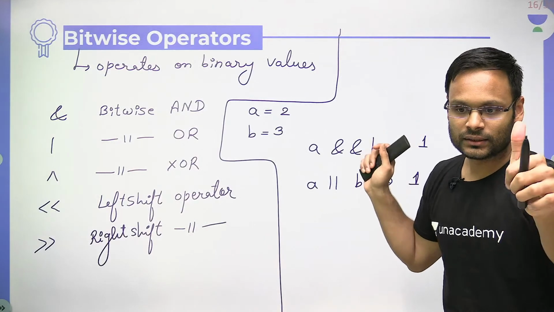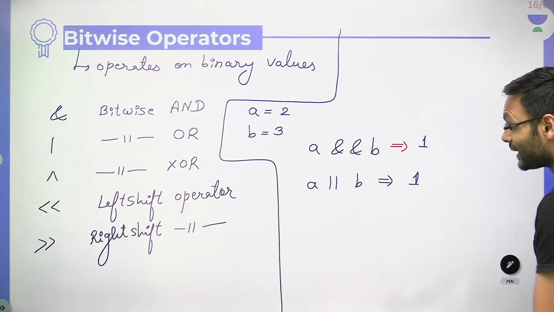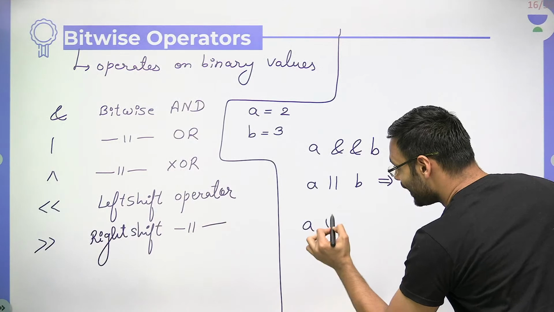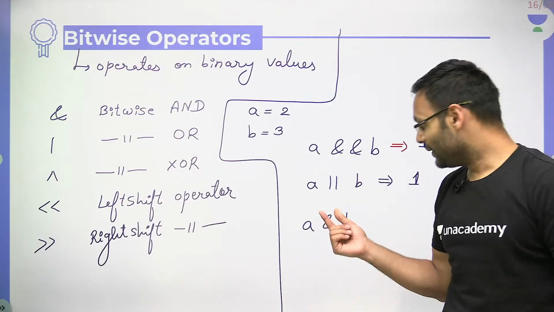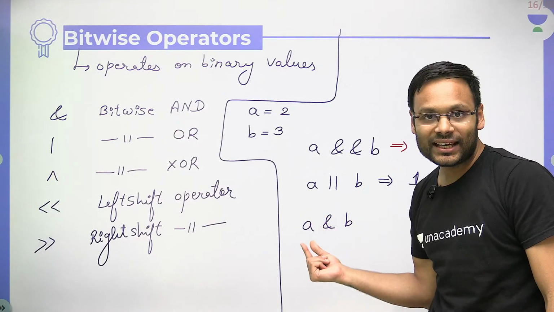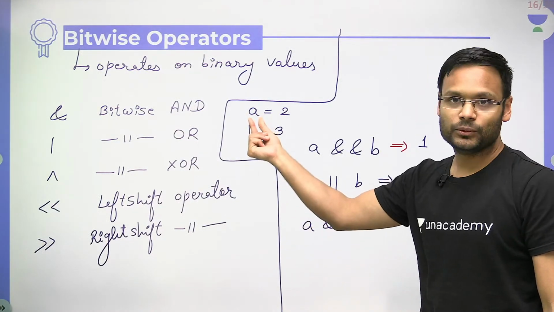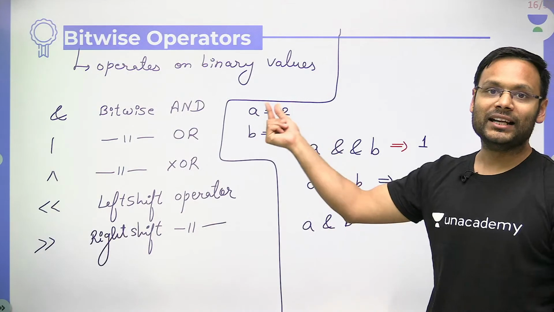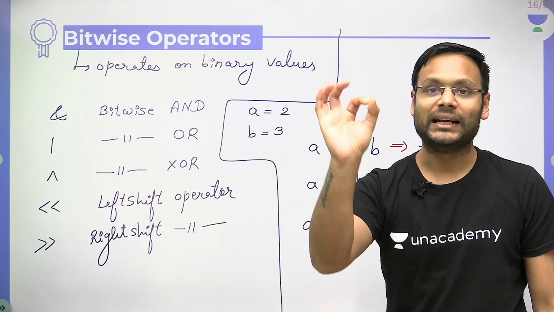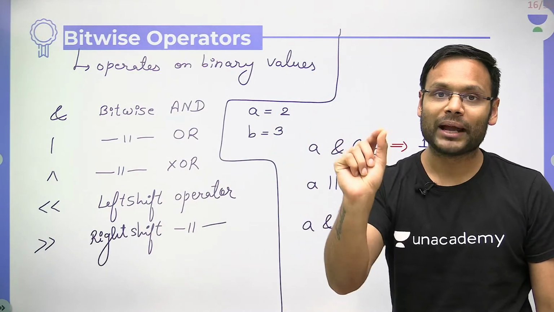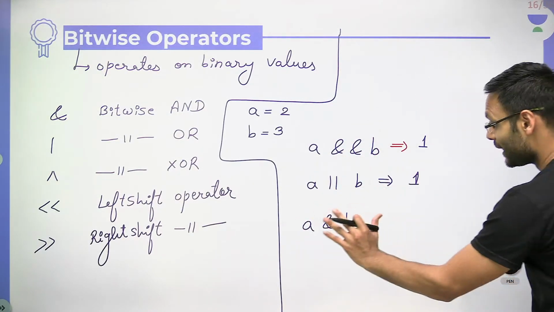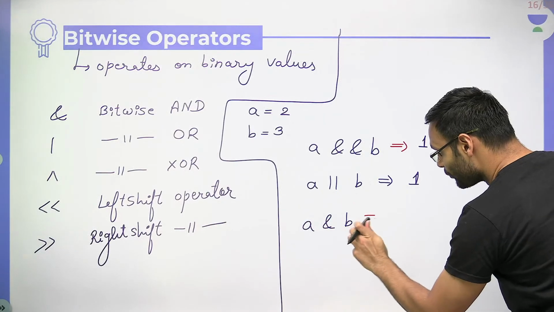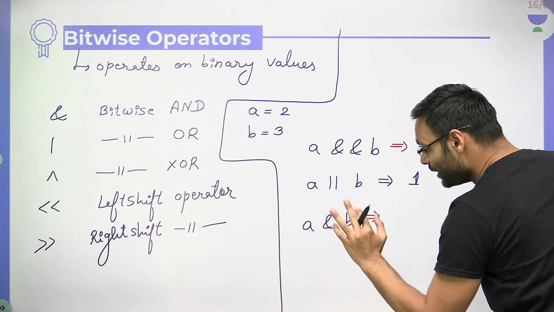Clear? Yes or no? Okay. But if I have written A and B, now what will happen? What it will take? It will take A as a binary value, B as a binary value, and bit by bit, what will it do? It will AND them. Means look at this. What will happen if I am writing A and B this way?